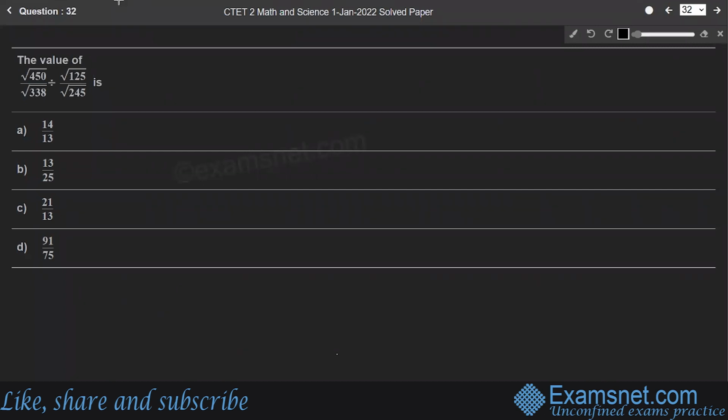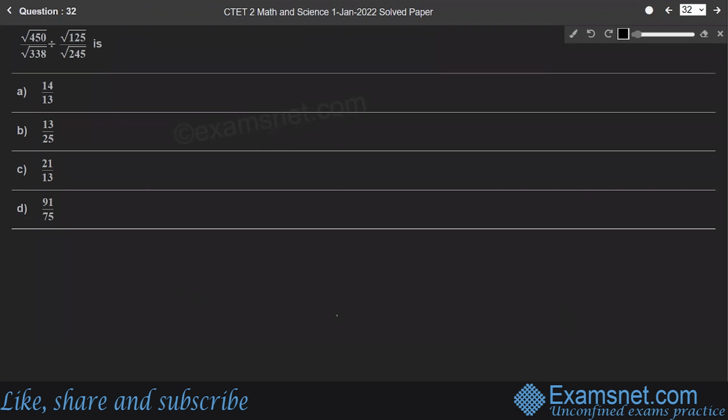Question number 32. The value of the given expression, square root of 450 divided by root of 338 divided by root of 125 divided by root of 245 is? So let us solve this. Let us find the root of the given numbers separately. That is square root of 450.